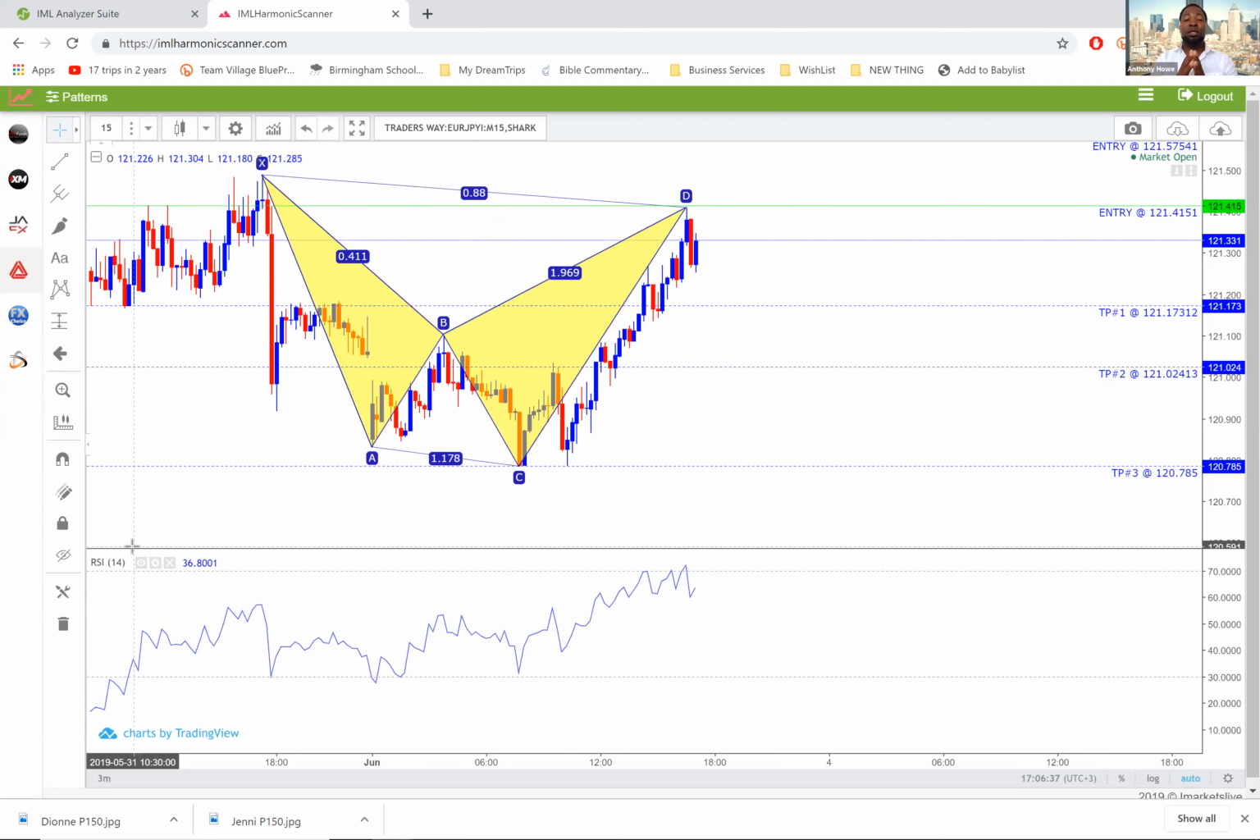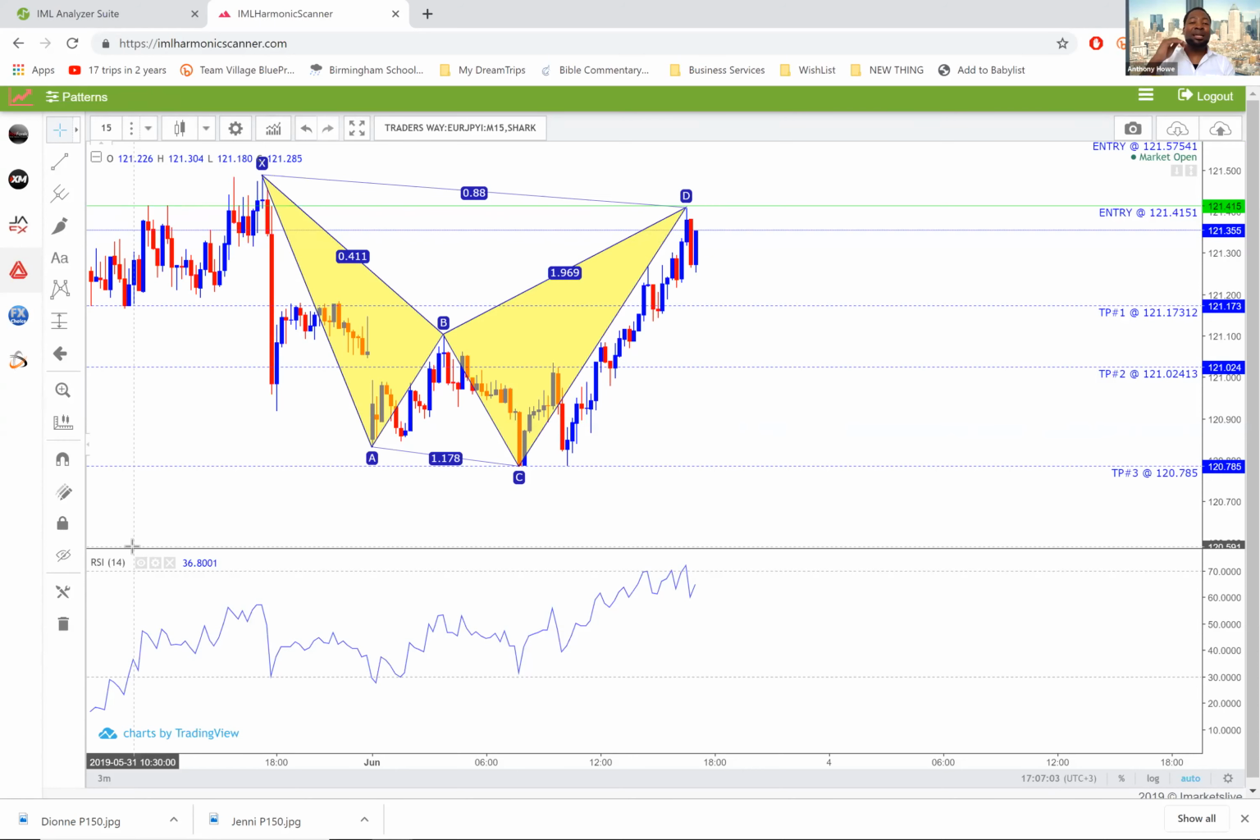Now, there's one very simple way of working out whether the Harmonic Scanner is telling us to buy or sell. It doesn't say buy or sell on the screen, but what I want you to do is look at the letter D. Is the letter D at the top of the chart or at the bottom of the chart? Is it above the yellow shape or is it below the yellow shape?